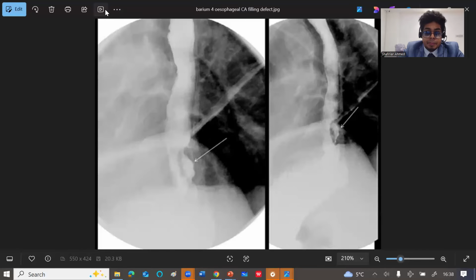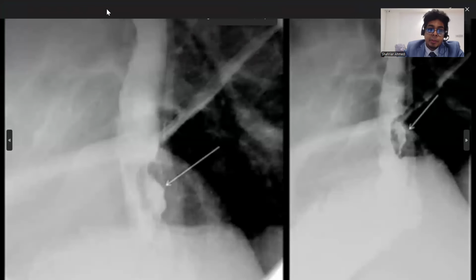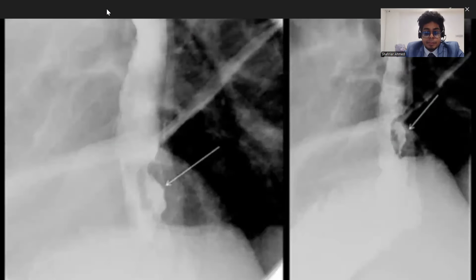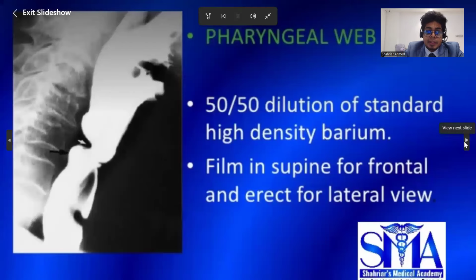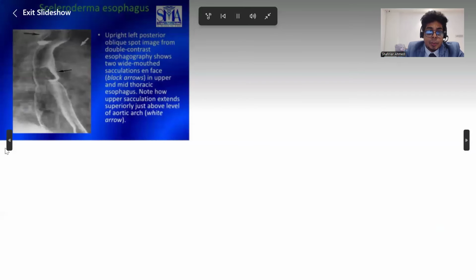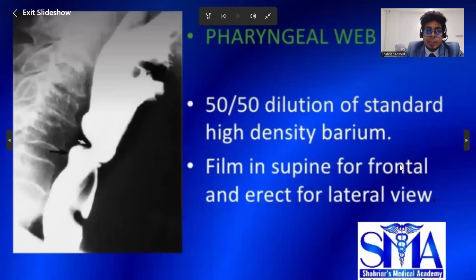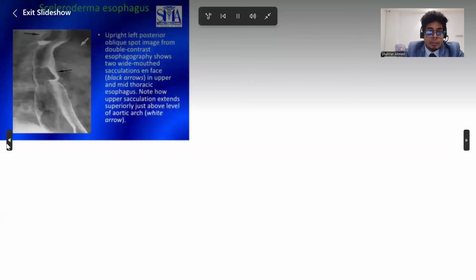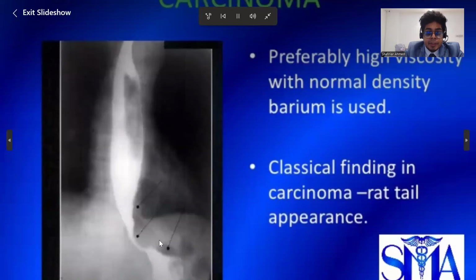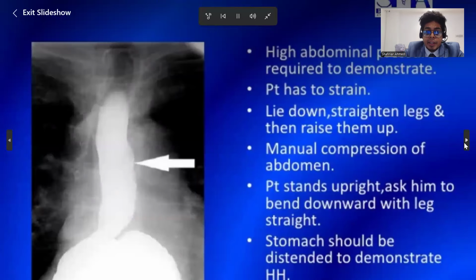All right. What about this one? Is there some sort of filling defect? This is like a cancer. And here is one with the esophageal web, because a web was given. So this one is esophageal webbing. This one is not necessary for you guys. Again, a filling defect. It's for the cancer. Previous one is a filling defect. It's like a cancer.